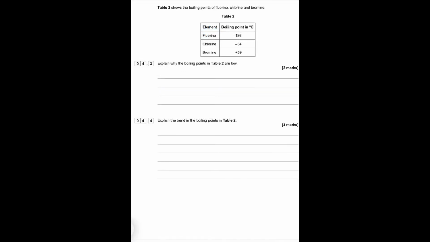Explain why the boiling points in table 2 are low. Now, if we think about this, the forces between the molecules are weak forces, therefore little energy is needed to overcome these forces.